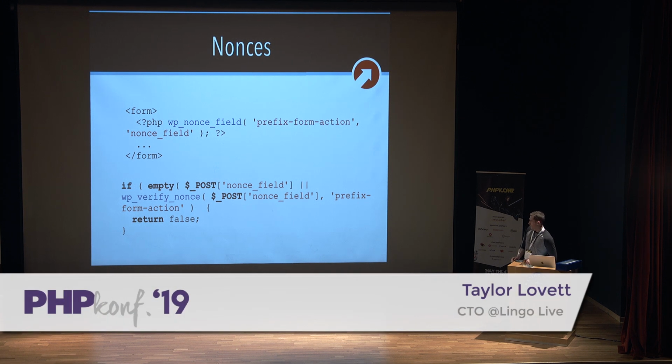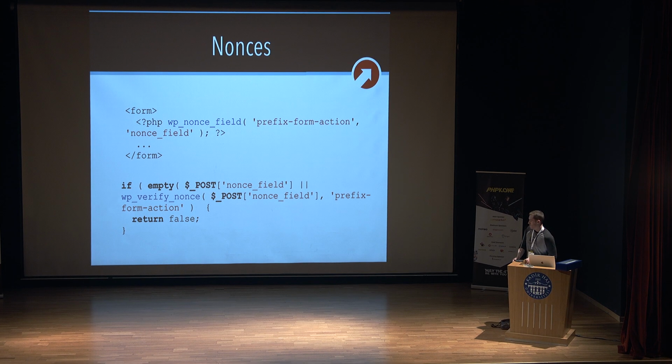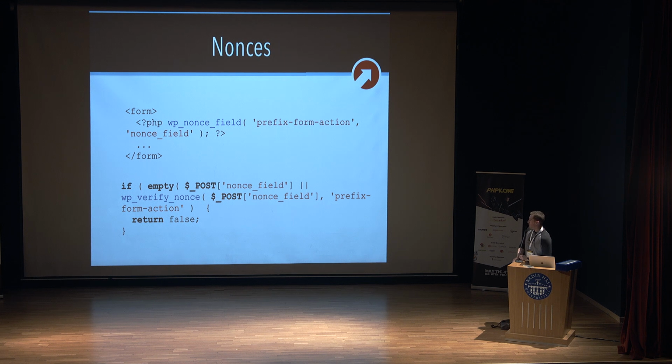Just an example, we have a form. wp_nonce_field outputs all the nonce fields that we need to then validate. And then when we're processing the data from that form, we're calling wp_verify_nonce to make sure that data is from the person that it should be coming from, and that that action hasn't already been completed by the user.